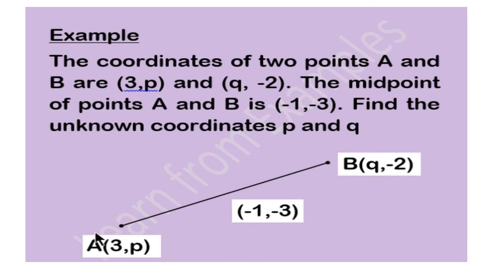The line has point A on one end and point B on the other end. So A and B are two points, and we can join them using a straight line. The coordinates are given as 3, P for A and Q, negative 2 for B. The question also tells us that the midpoint of points A and B is negative 1, negative 3. So between A and B, somewhere here is the midpoint, negative 1, negative 3. So let's see how we can find the values of P and Q.